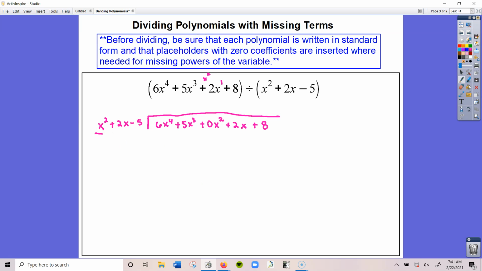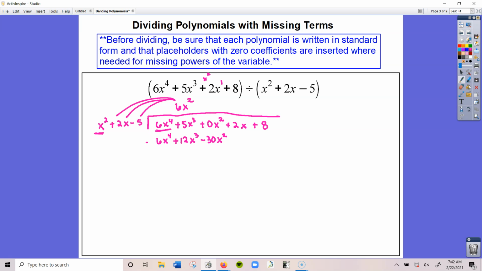Now we start. What do I need to multiply x squared in order to get 6x to the fourth? And that would be 6x squared. We distribute. 6x squared times x squared is 6x to the fourth. 6x squared times 2x is plus 12x to the third. And 6x squared times negative 5 is negative 30x squared. So see here how the x squareds line up. If you didn't put that 0x squared there, then it wouldn't line up and you would have 2x minus 30x squared, which you would not be able to subtract.